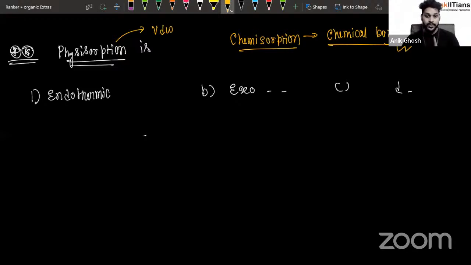Whenever a force of attraction is formed, it's always exothermic. Bond formation is always exothermic, and a bond is nothing but a force of attraction. So from surface chemistry, from the adsorption part, we are expecting a question. Physisorption, chemisorption, and the part about whether the delta S is positive or negative. I just want you guys to go through that part. We are expecting one question to come from there as well.